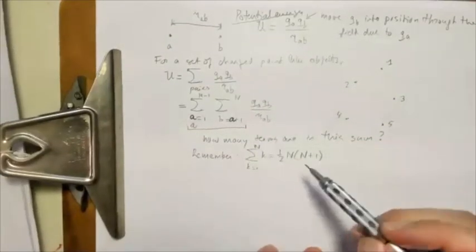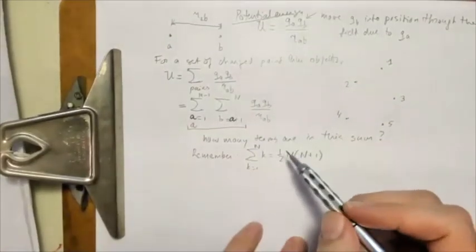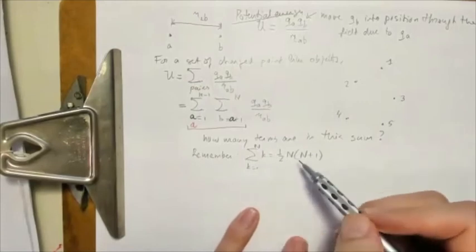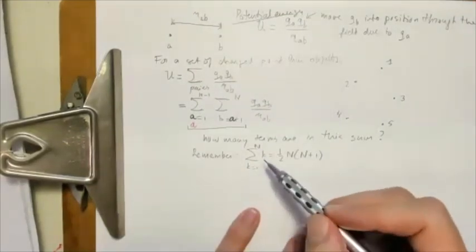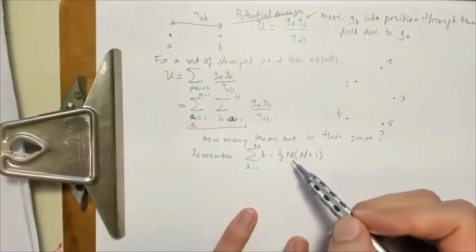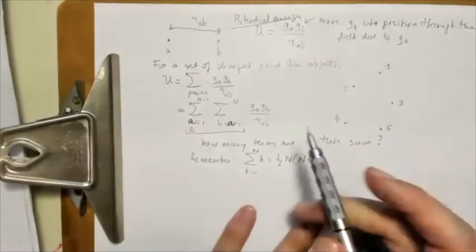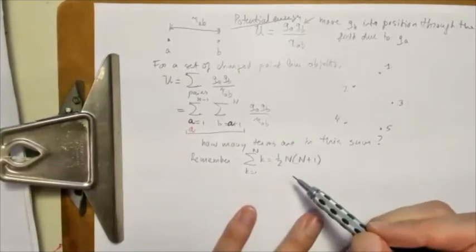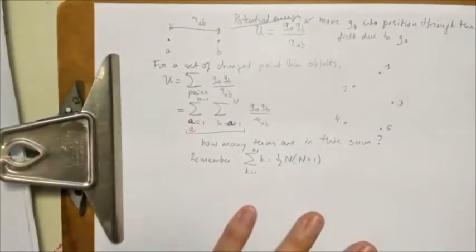All right. Hopefully you remember this one. This is a good one to remember, that if you have a sum of numbers, let's say 1 through n, you add them all up, you get 1/2 n times n plus 1. Hopefully you remember that one. It's one of those things that I do remember.